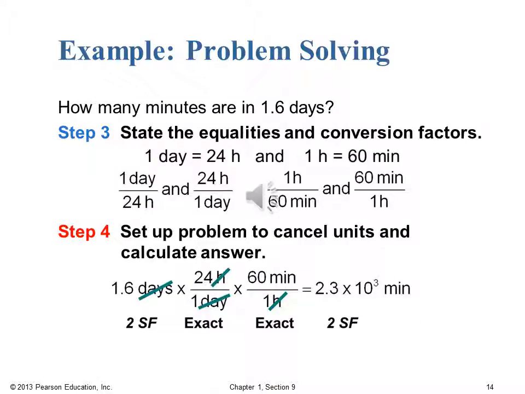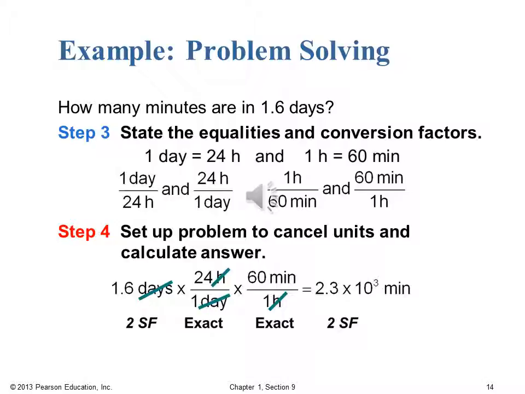Okay, so if we move on to step 3, we're going to state our equalities and conversion factors. So we know that 1 day equals exactly 24 hours and 1 hour equals exactly 60 minutes. So we've got the 2 different ways to express each of those equalities. If we look for step 4, our final setup is going to involve starting with the 1.6 days and therefore selecting the day in the denominator, so 24 hours over 1 day rather than 1 day over 24 hours. And then now that we have hours in our numerator, we're going to want hours in the denominator of our second conversion factor, and that's going to mean that 60 minutes over 1 hour is going to be correct, and we're not going to choose the 1 hour over 60 minute variety.